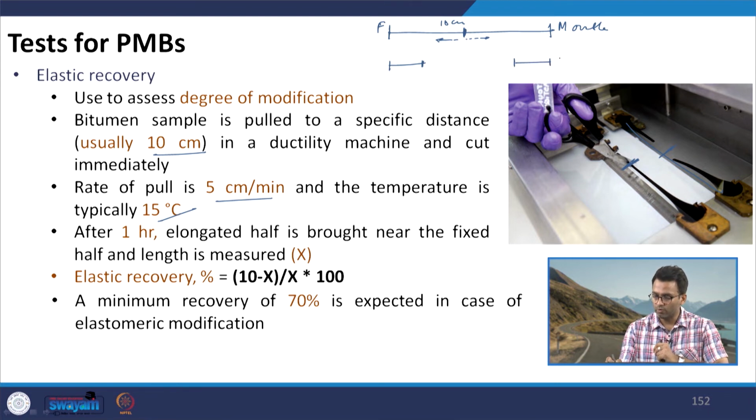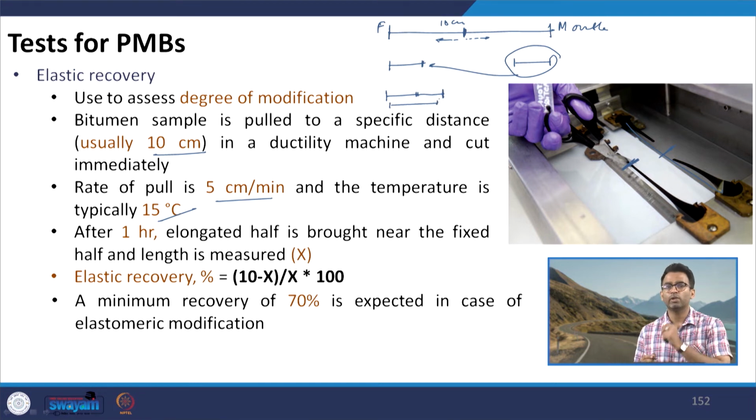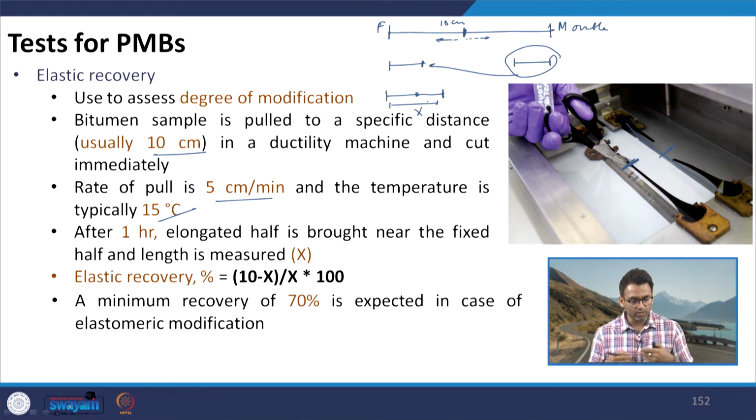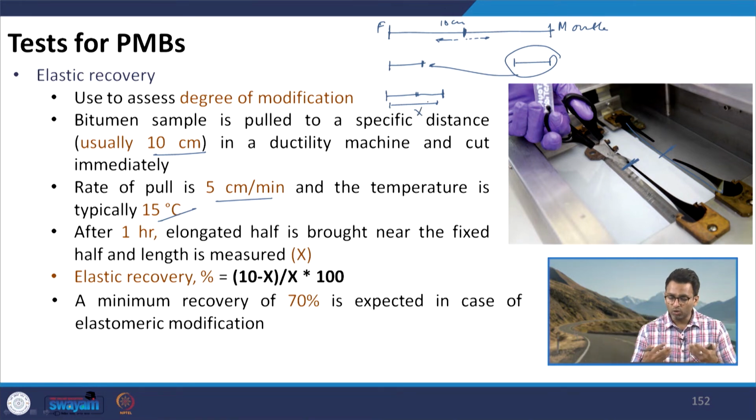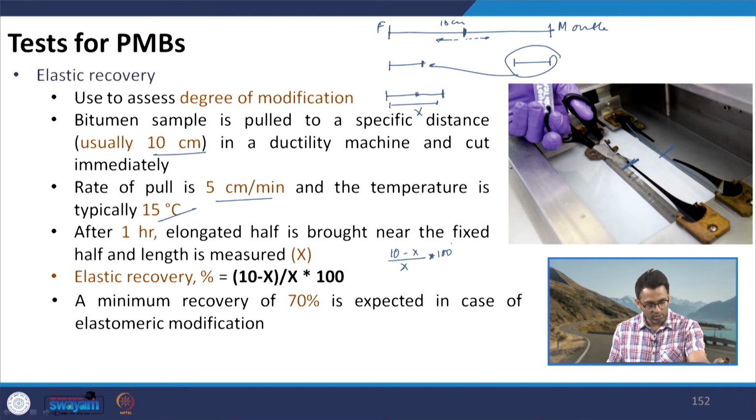Alright. Then what we will do, we will bring this half closer to this half. So, what we are doing, we are bringing this here and then we are bringing this half here, and then we are again measuring this particular distance, which is x. So, elastic recovery is the amount of recovery which has taken place, and of course, it can be quantified using the formula (10 minus x) by x into 100. Alright, and specifications which we have in India especially, it requires that the minimum recovery should be at least 70% in case of elastomeric modification.